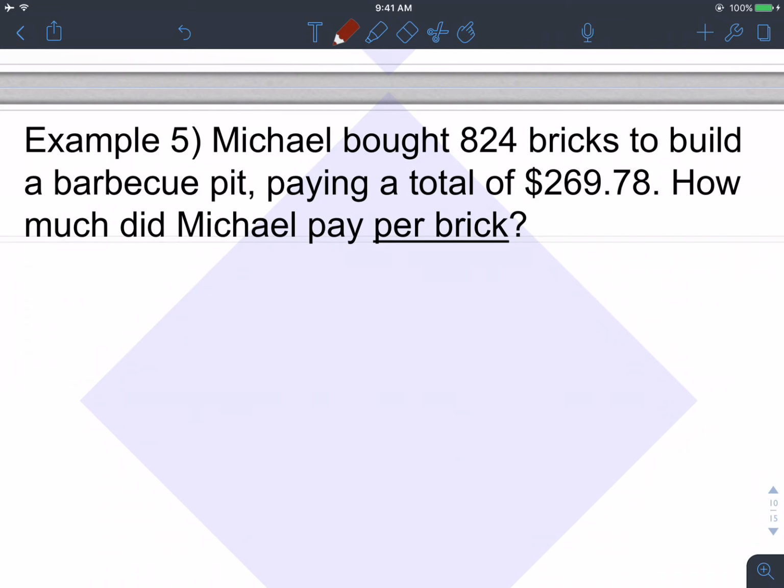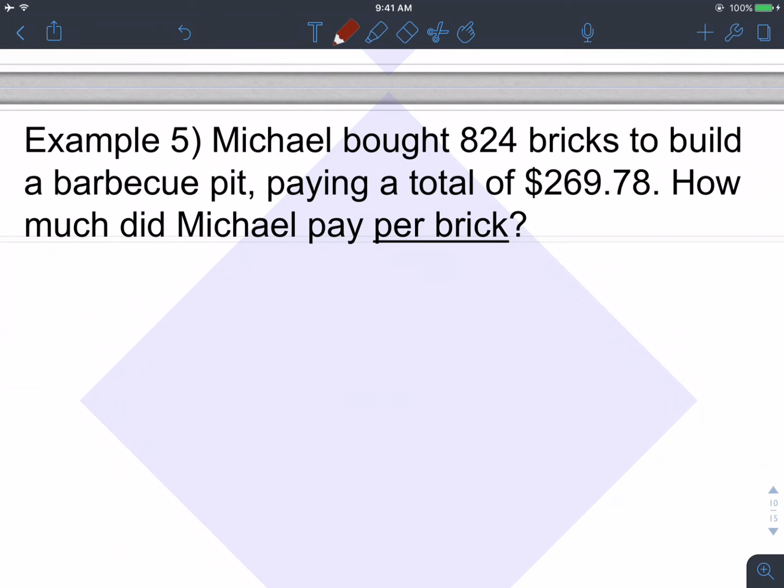All right. Michael bought 824 bricks to build a barbecue pit. He paid a total of $269.78. Set up the problem. If you can, you could also pass. Is it going to be multiply, add, subtract, divide, square root? What is it going to be? Any ideas? Divide.